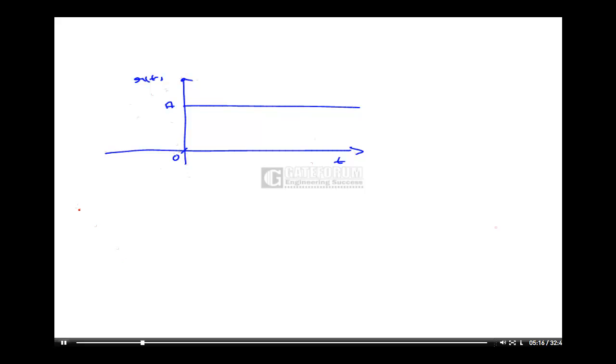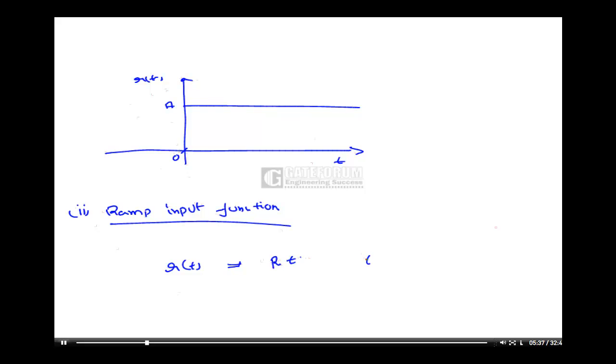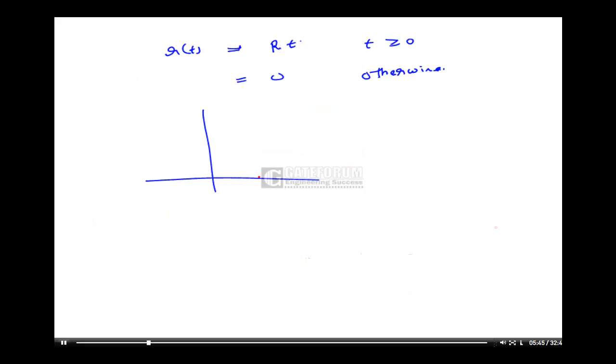The second one is ramp input function. A ramp input function r(t) equal to Rt for t greater than or equal to 0, and 0 otherwise. It can be drawn like this. The slope of this line will depend on the R.